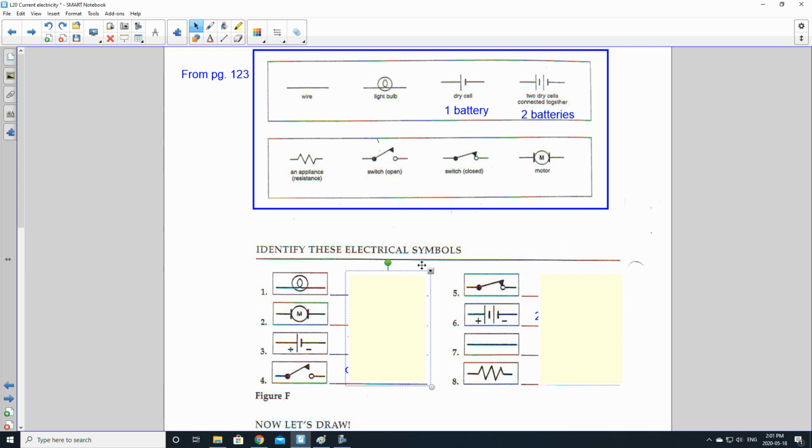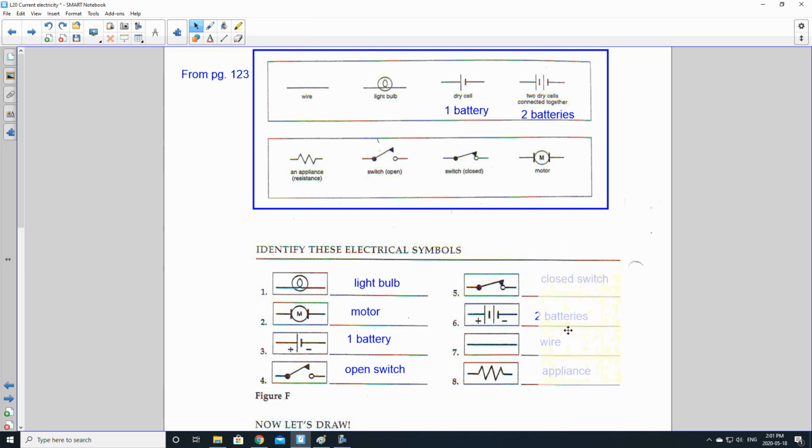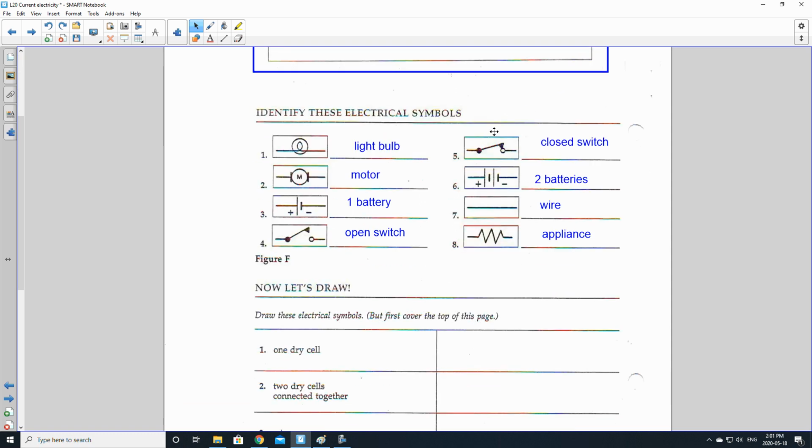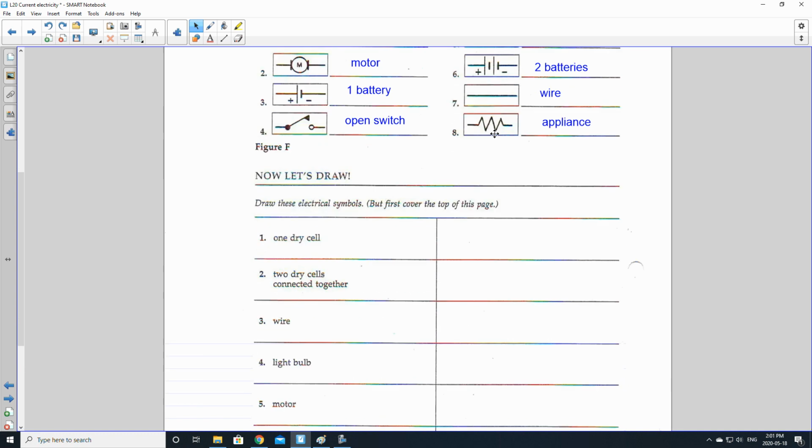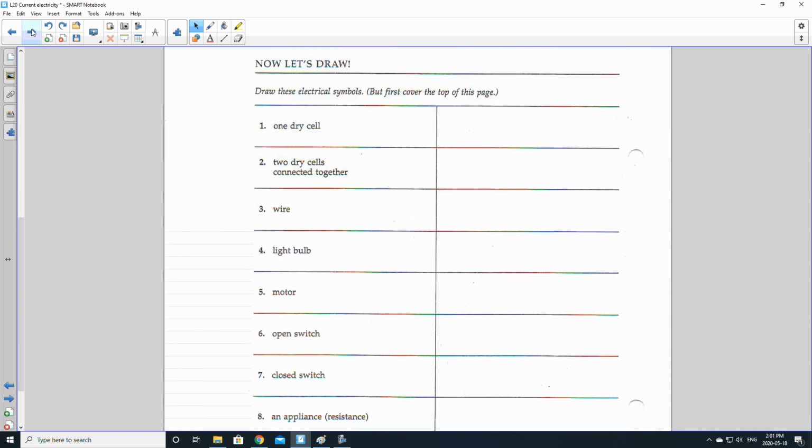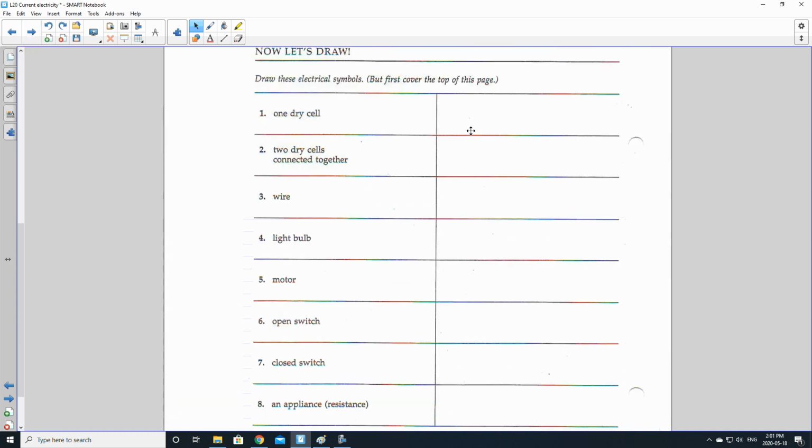Okay, so I hope you were able to do some matching. Okay. If you didn't want to write all of these down, that's okay too, right? Because as long as you kind of just mentally go through and just associate each of these drawings with the name of the device. Okay. Let's just practice one more time drawing these things, and then after this, you'll be ready for your assignment. Okay, so one dry cell. Let's do this together.